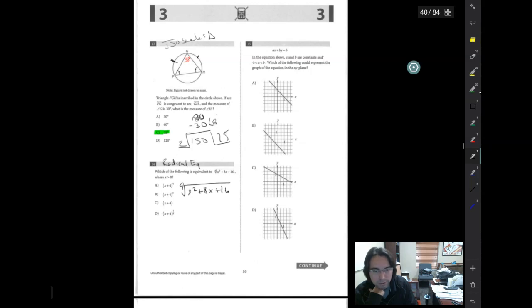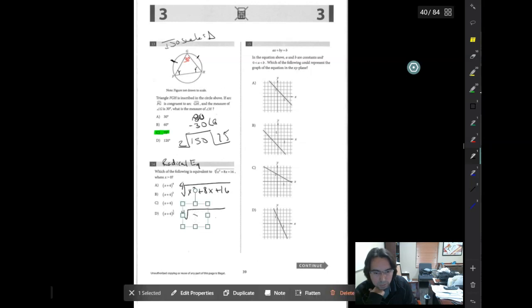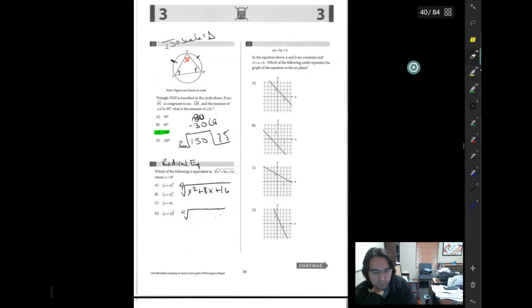Well, I can then factor that into the quad root of x plus 4 squared. Now, if you recall, when we're talking about this is well, hold on.